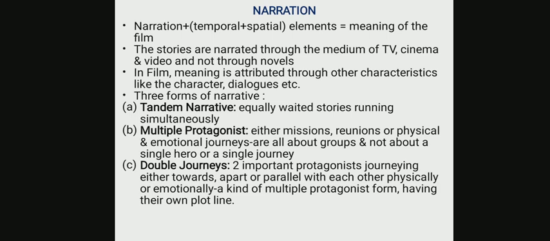You have three forms of narrative. The first one is tandem narrative, that is equally weighted stories running simultaneously. Two or more stories running parallelly. You have a film like Traffic, where characters and their narration and their life happen parallelly. Then you have multiple protagonists, that is either missions, reunions, or physical and emotional journeys. Whether it is missions or reunions or physical and emotional journeys, multiple protagonists, two or more heroes, or maybe three or four heroes.